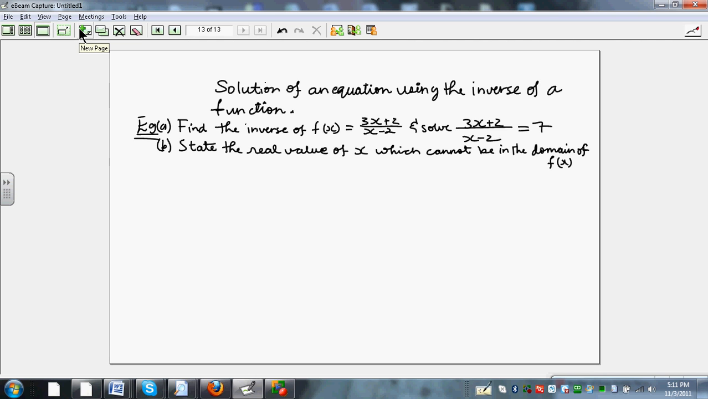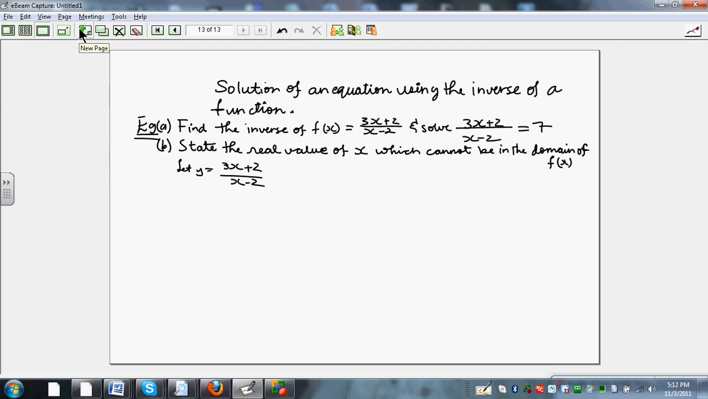So this question here is one of the most challenging that you would see. It involves finding the inverse and using it to solve an equation and then stating the real value of x, which cannot be in the domain of f of x, which we spoke about before. So to find the inverse of that function, what do we say? Let y equal to (3x plus 2) over (x minus 2), if you recall.